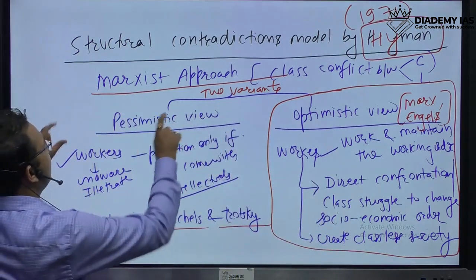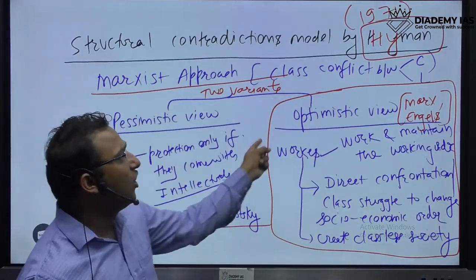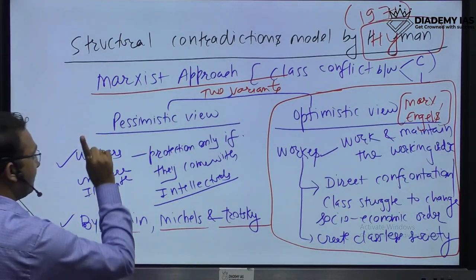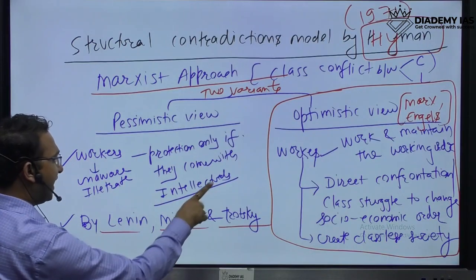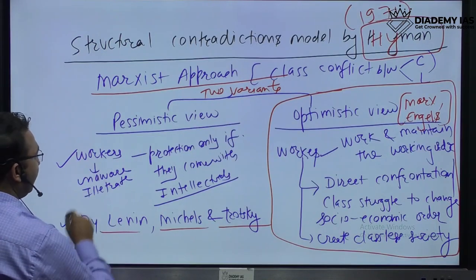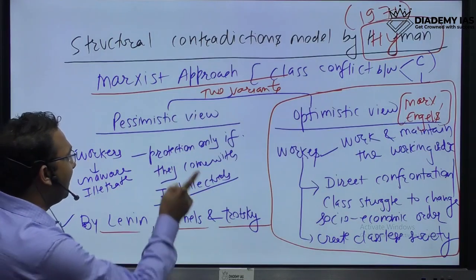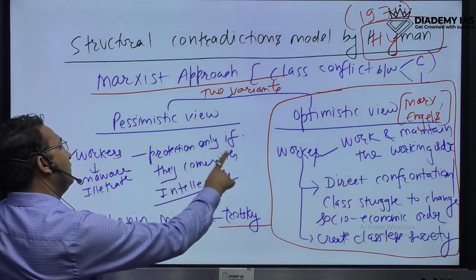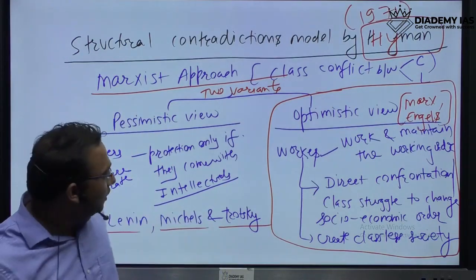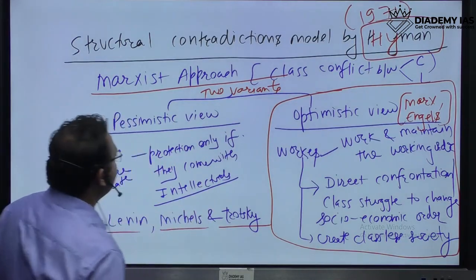One is the pessimistic view and second is the optimistic view. Okay, pessimistic view is given by Lenin, Michels and Trotsky. So what is the pessimistic view? Pessimistic view says that workers, they are unaware and they are illiterate, and they can get protection only if they come with the intellectuals. They are supported with the individuals who are intellectuals. So workers are unaware, they are illiterate, and they need the support of the intellectual. This is the pessimistic view.